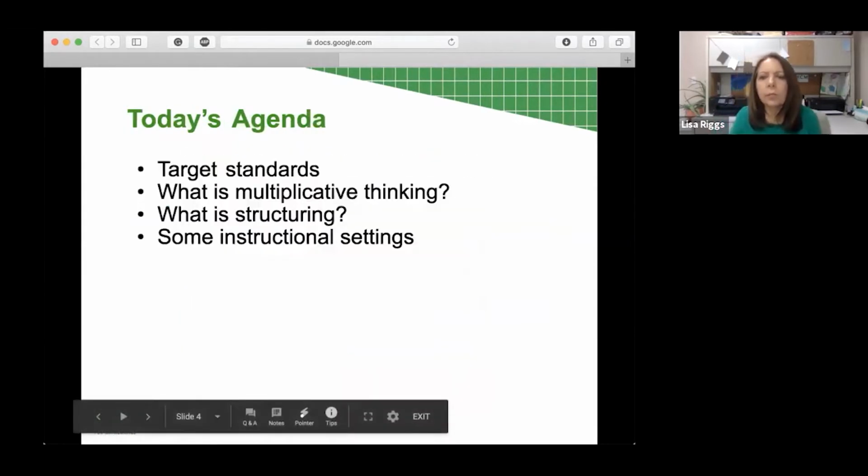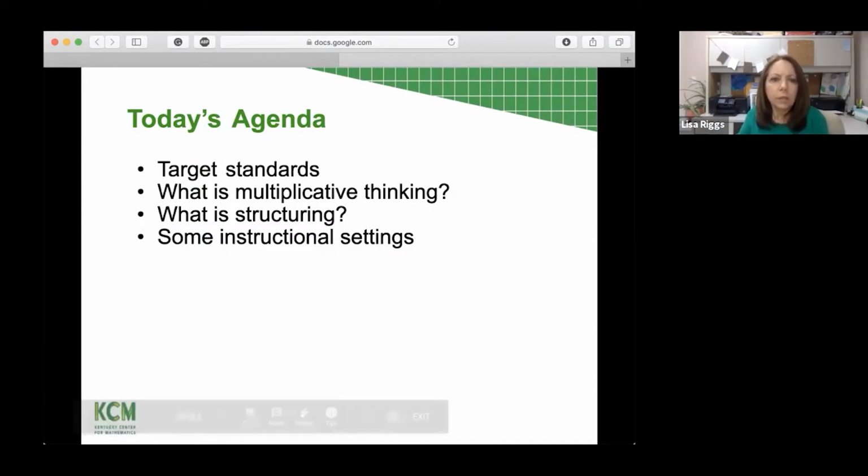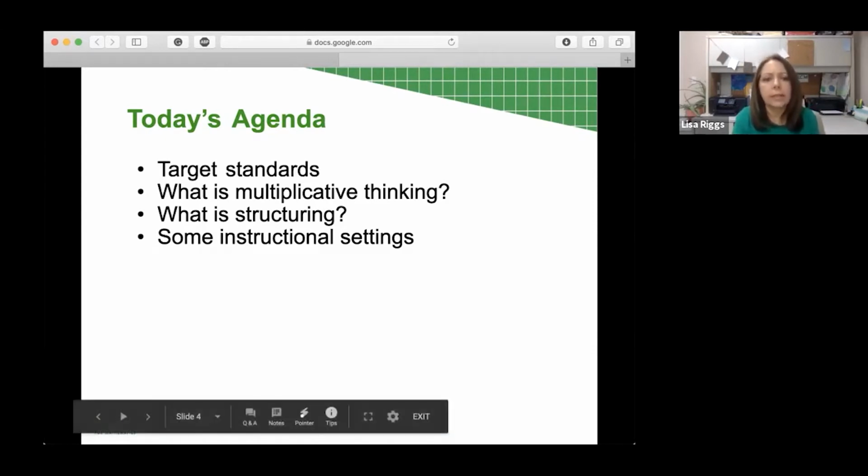And today's agenda, we're going to take a brief look at what our standards are. We're going to be answering the question, what is multiplicative thinking? What is structuring? And look at some instructional settings that can help us with those things.